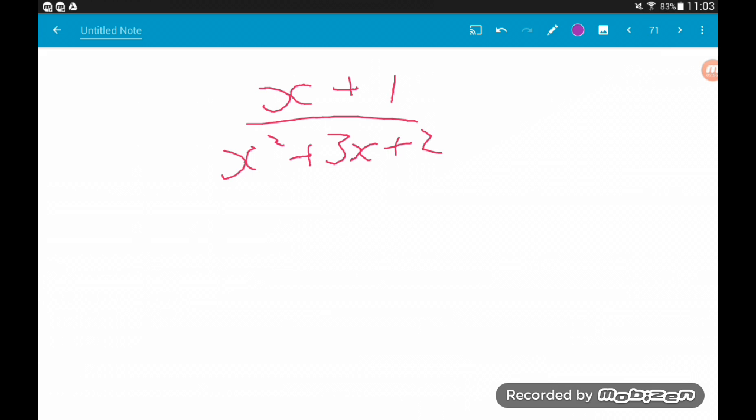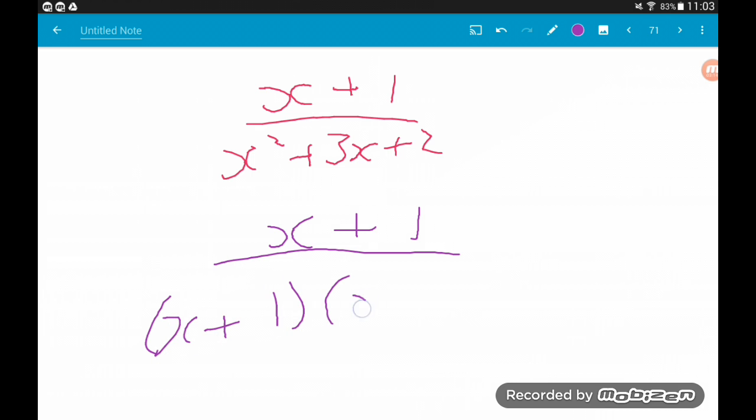So, the top is as simple as it can get. It can only be written as x + 1. The bottom there is a quadratic, so we can factorise this guy. We would actually get (x + 1) times (x + 2), like that.